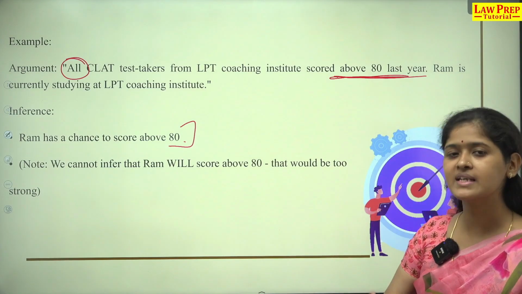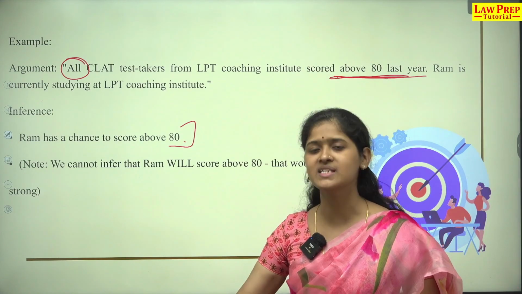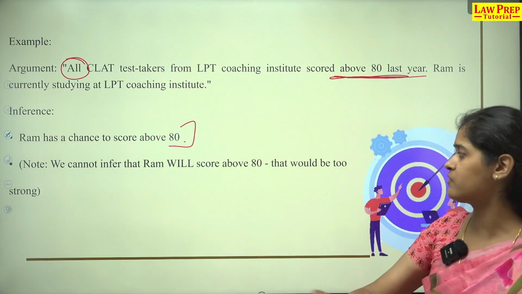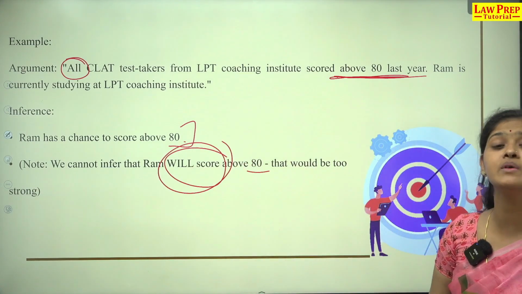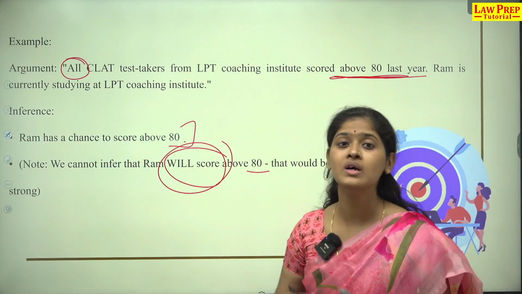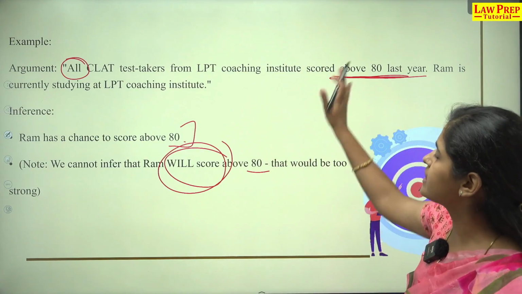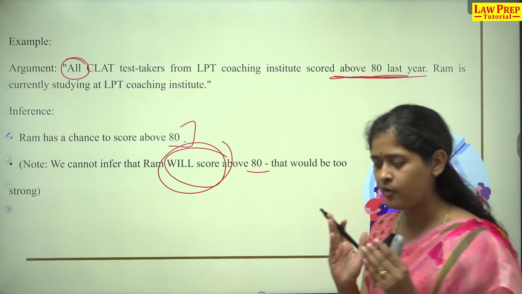If Ram is currently studying in LPT, my inference can be what? In the next exam he sits for, he can score above 80. But what cannot be an inference will be Ram will score above 80. That would be what? Too strong or too extreme. Are we clear? Like you can infer that Ram, and this is not a discussion of clearing the exam.